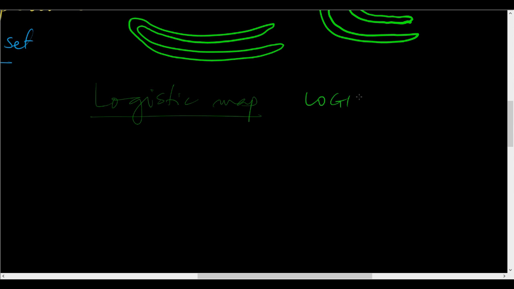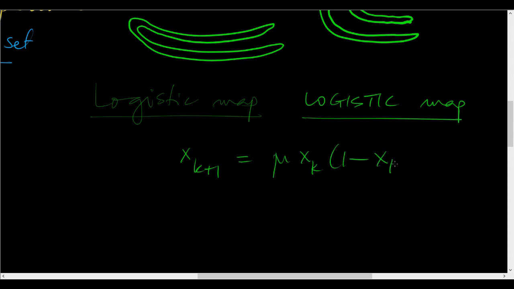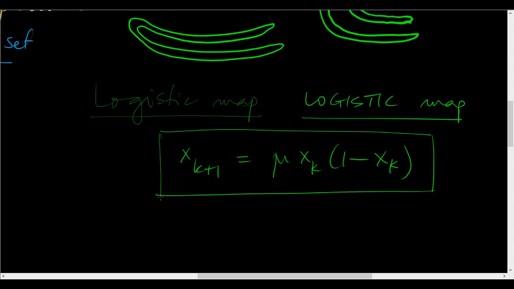Logistic map. x_{k+1} equals mu times x_k times (1 minus x_k). This is not the solution of a differential equation. This is just a map from one state, state k, to state k plus 1. So that's the logistic map.